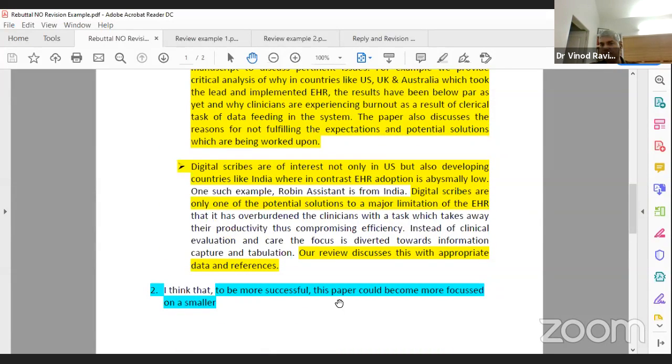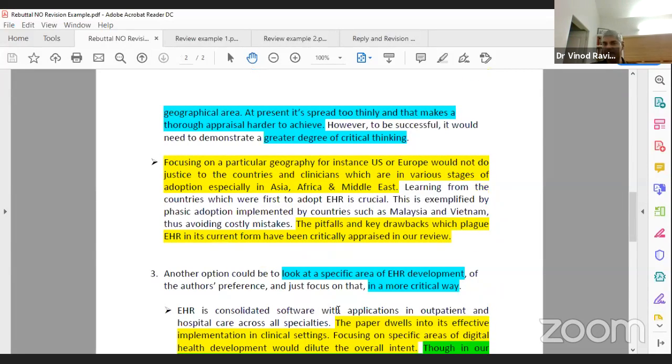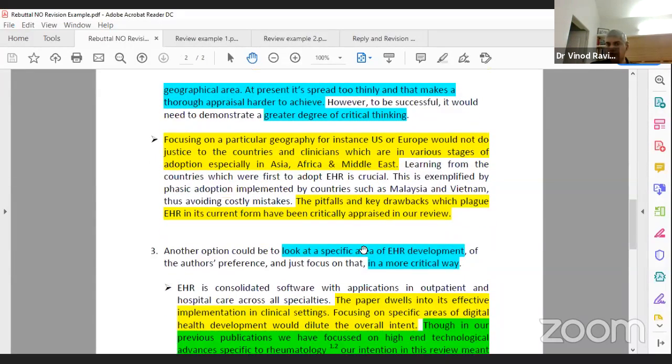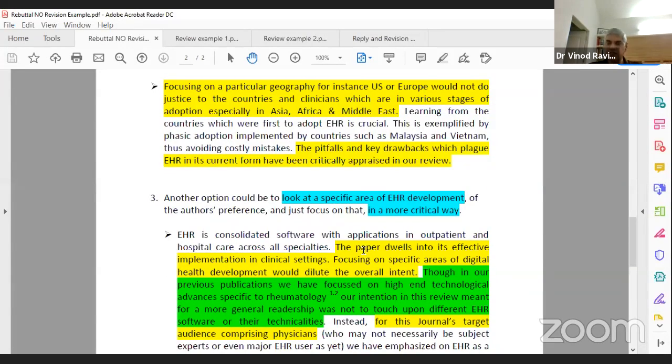Then again, you can see, to be more successful, this paper could become more focused on a smaller geographical area. So the reviewer wanted us to focus just on India. We said, no, we cannot. We are not going to do that. We said focusing on a particular geography would not do justice to the countries and clinicians which are in various stages of adoption across the world, including Asia, Africa, and Middle East. So that was that. So just sticking to the guns, but why you are doing so is important.